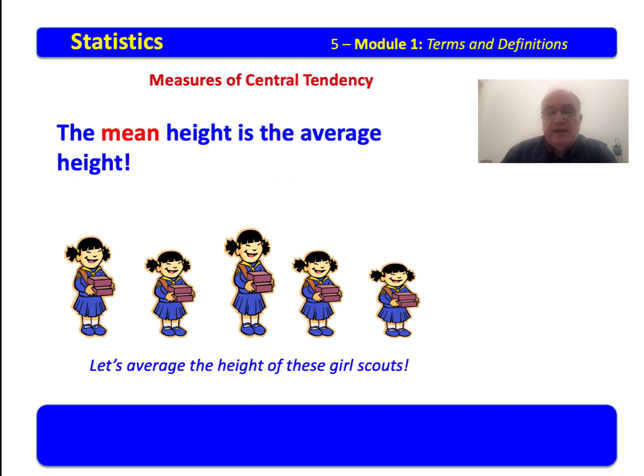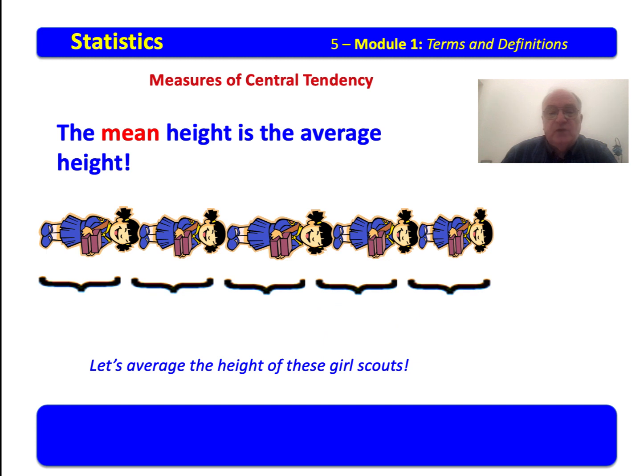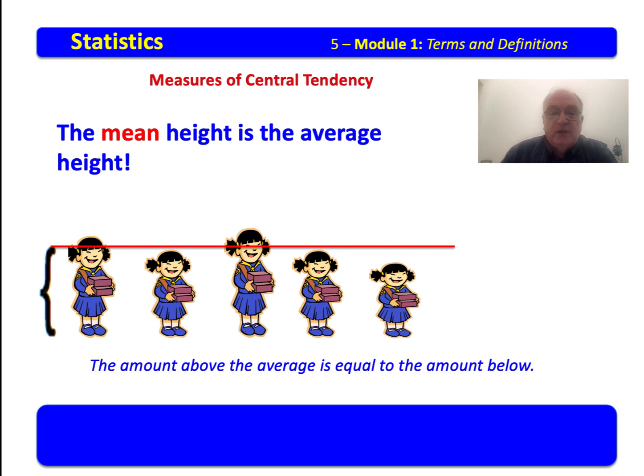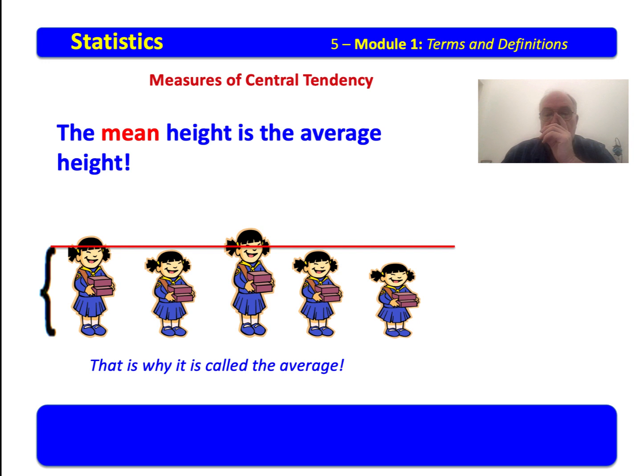Let's average the height of these Girl Scouts. To do that, we would measure how tall each of them is. We would add all those values together and divide by the number we have, and we find that the average height is somewhere around this line that I've drawn here. Now, that is why it's called the average. 50% above the average, 50% below the average.